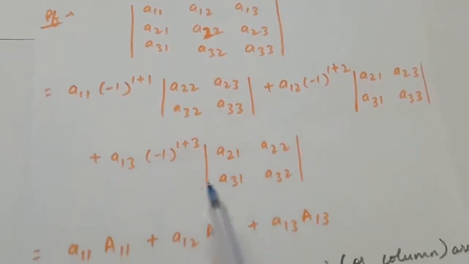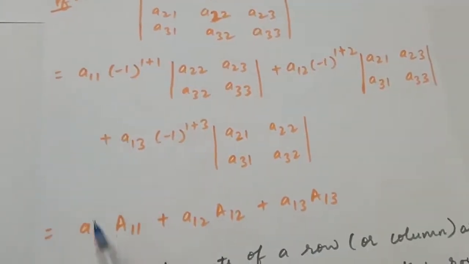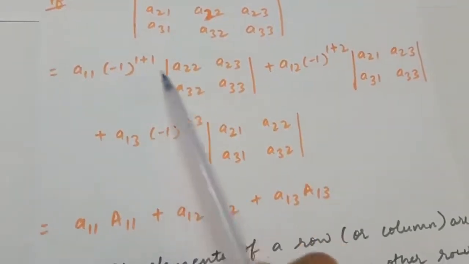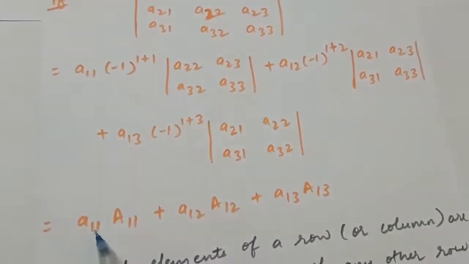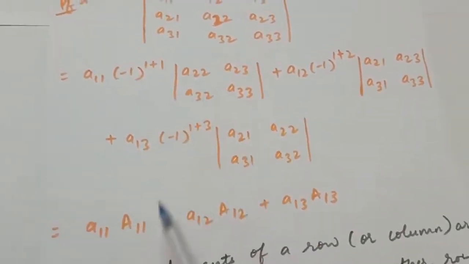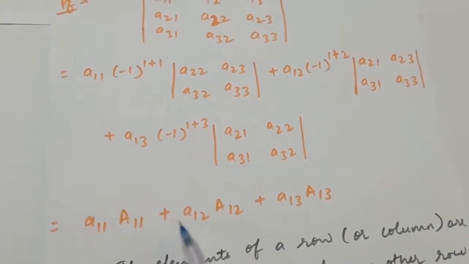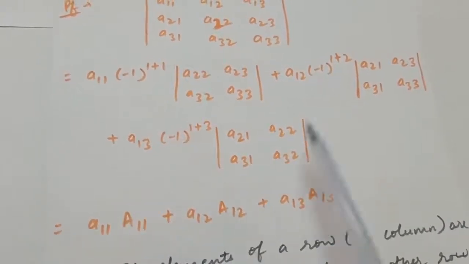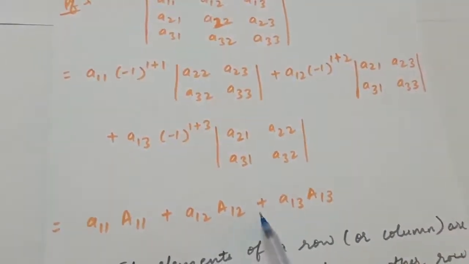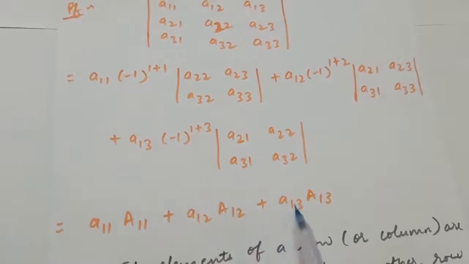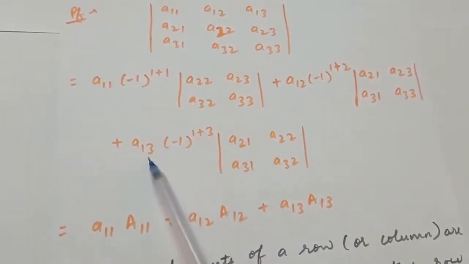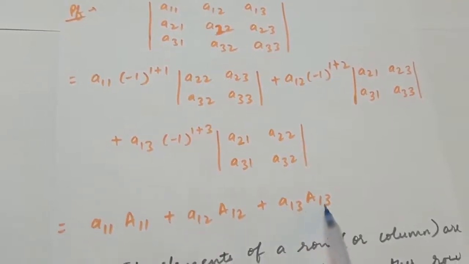Now see, A11 is the element as it is, and this is the cofactor of the element A11. So in place of -1 raised to the power 2 into this, we are writing A11. Similarly, plus A12 into this, which is the cofactor of this element, so A12. Plus the third element into this complete value, which is the cofactor of the element A13, so into A13.